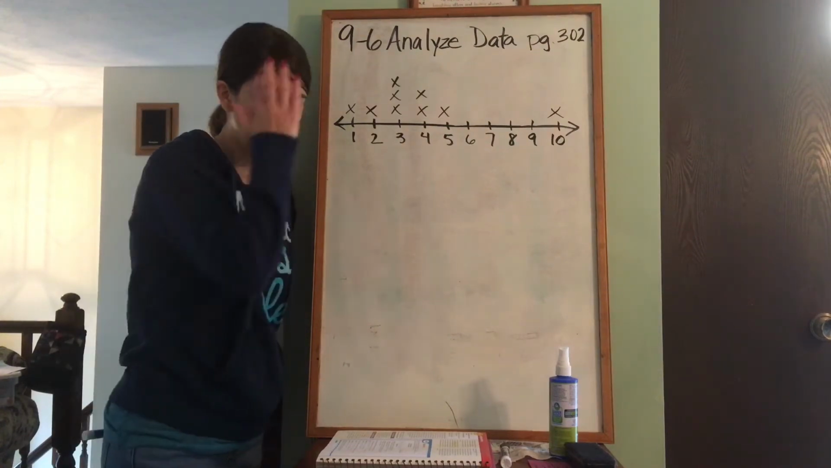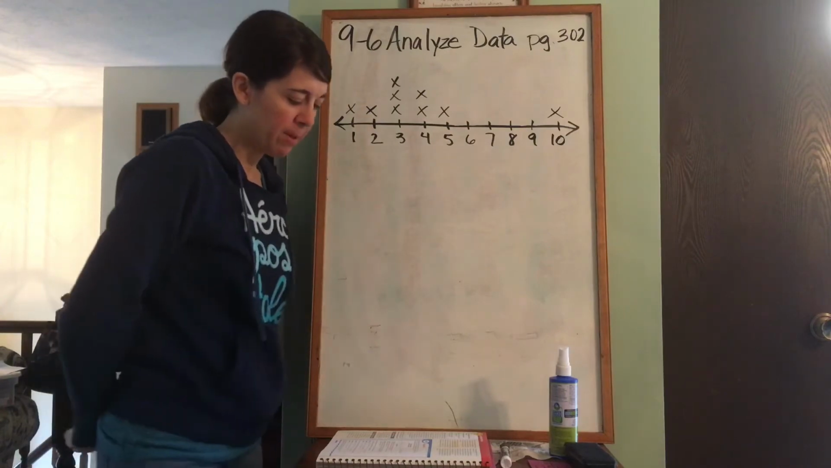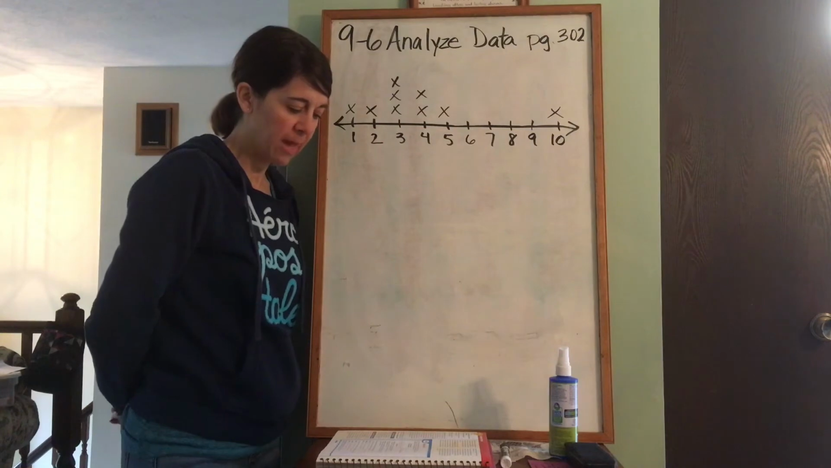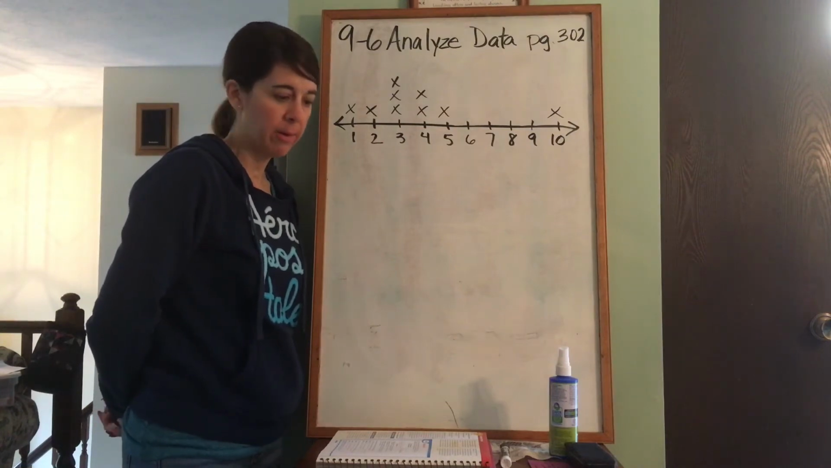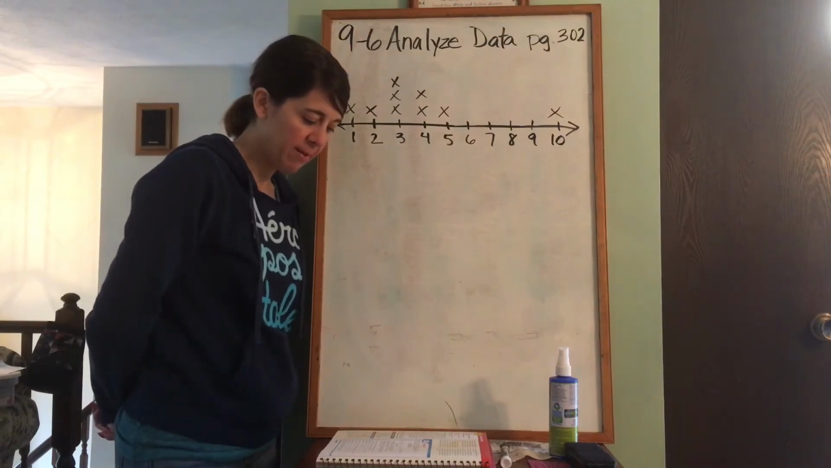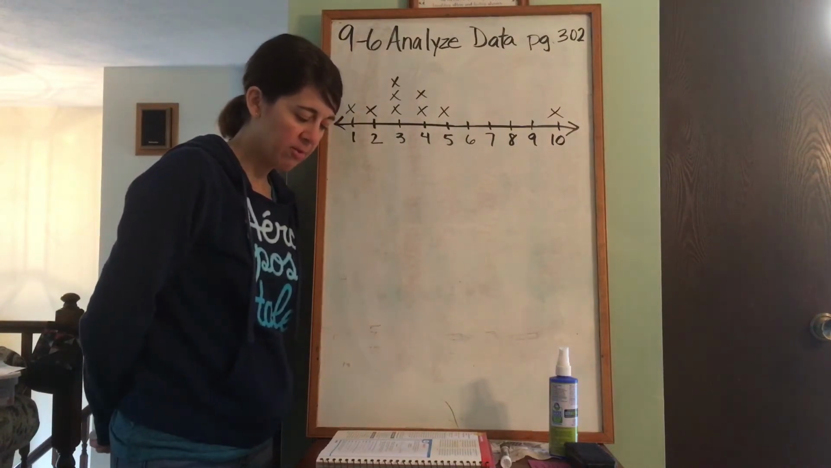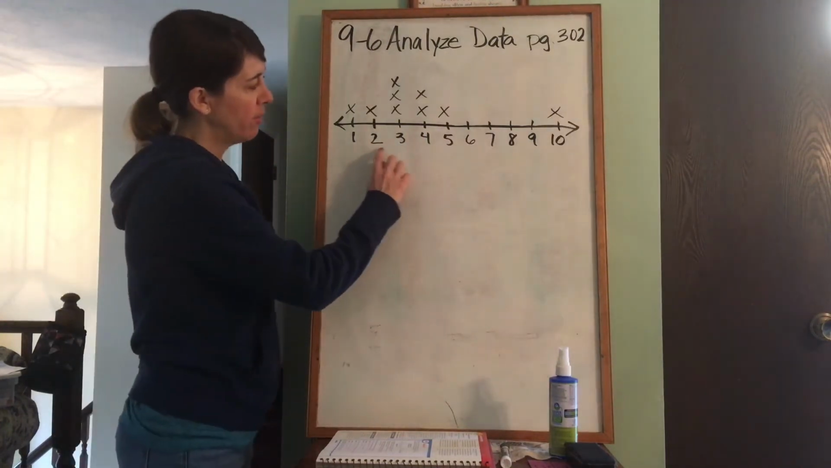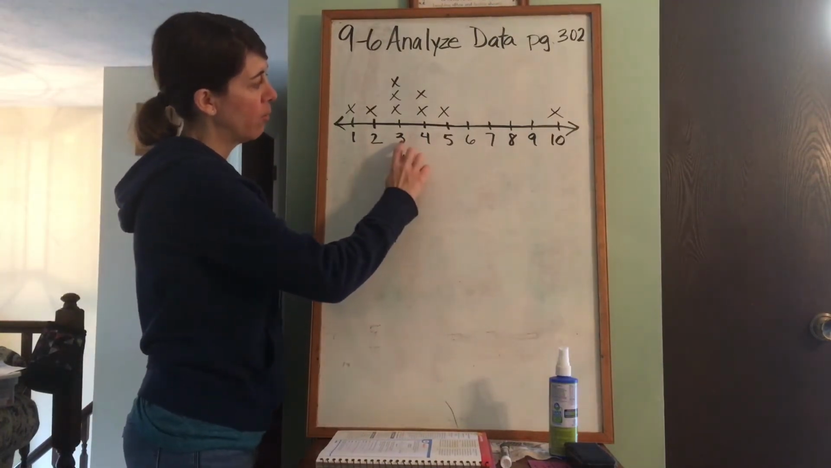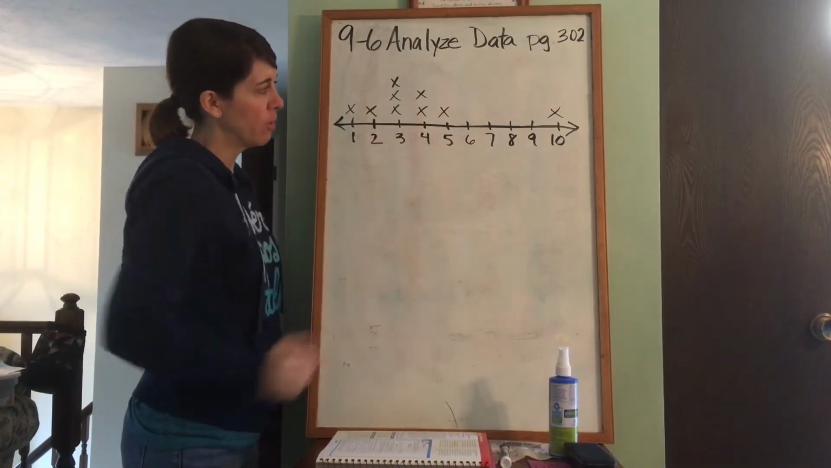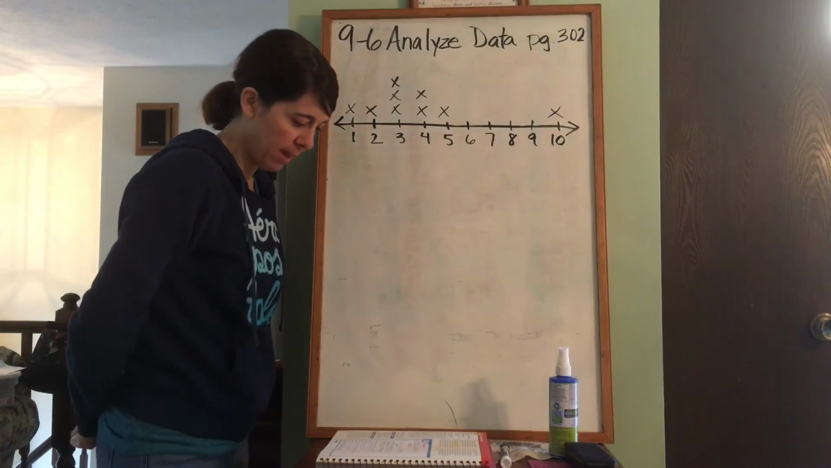So I want to draw your attention to the vocab in the middle of the page. There are three highlighted words: clusters, gaps, and outliers. So let's take a look at each of those. Clusters, it says in the book, are places on the line plot where several X's occur very close together. So, as you can see, there is a data cluster right here around 3. 3 has the most X's, and then there's a good bit of data that bunches around that.